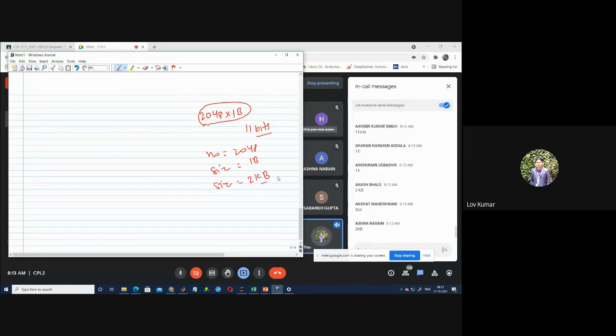Up to here, any doubt? Simply, we are talking about one simple RAM. If you are taking one simple main memory with size 2048 into 1 byte, then the size of the address equals 11 bits, the number of cells equals 2048, each cell is 1 byte, and the total size equals 2 kilobytes. Okay, now you can see.